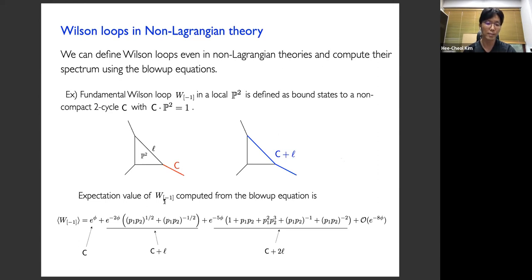Then the flow equations tell us that the expectation value of this minimal Wilson loop in P2 is given by this expression. The first term comes from the primitive curve C, the second term is the bound state C plus L, and the third term comes from another bound state C plus 2L and so on. We can actually compute all the higher order corrections by solving the flow equations. Therefore, our flow formalism for the Wilson loop provides a method to compute the expectation value of the Wilson loops in non-Lagrangian theories.